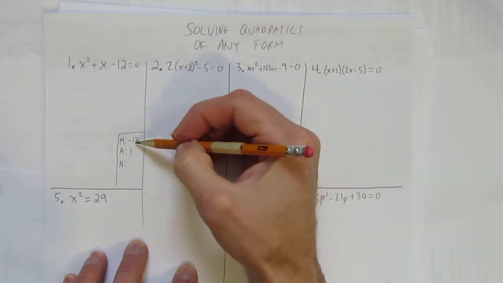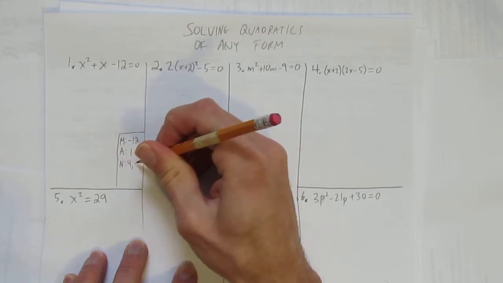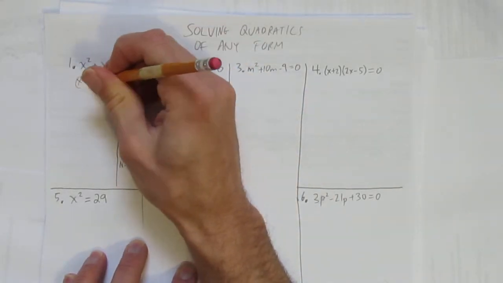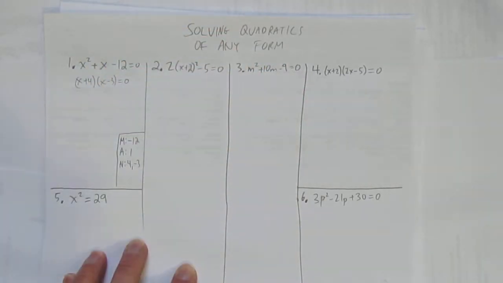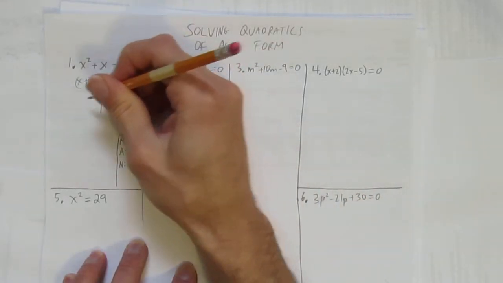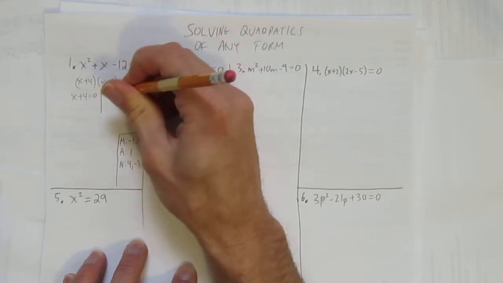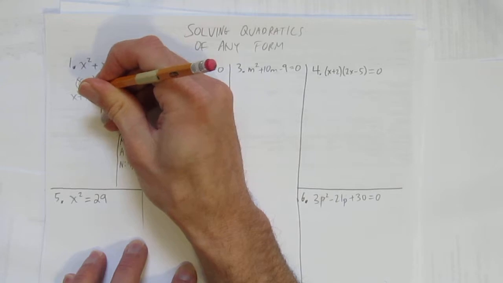What multiplies to negative 12 and adds to 1? The numbers are 4 and negative 3. So I get x plus 4 times x minus 3 equals 0. I factored, but I'm not done yet. I still need to solve, so separate it into two pieces. Either x plus 4 equals 0, or x minus 3 equals 0. And now solve each piece.